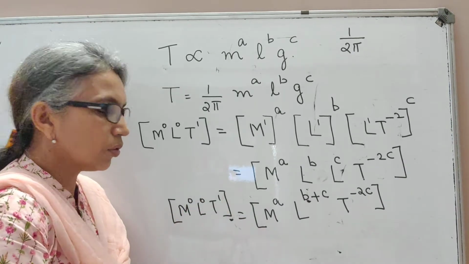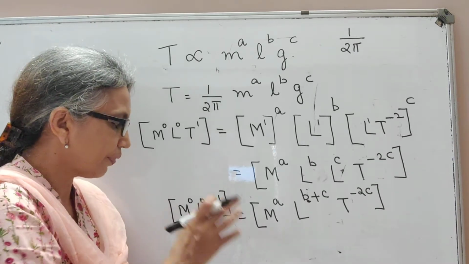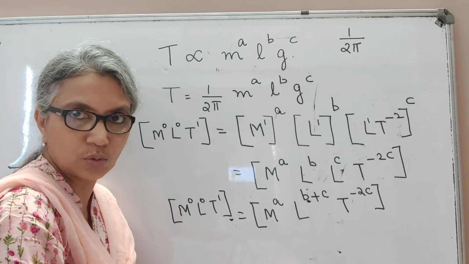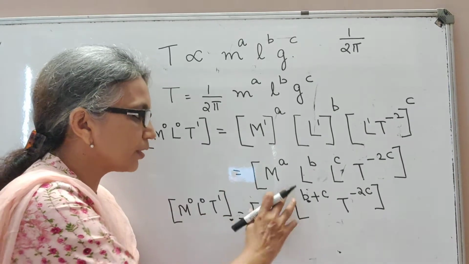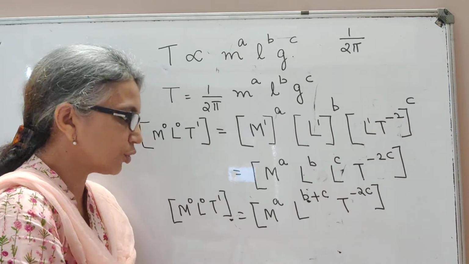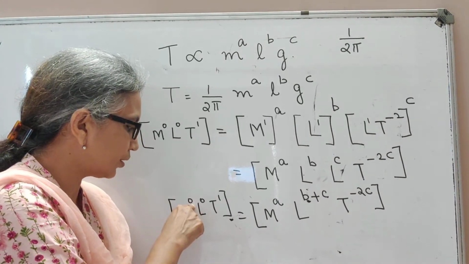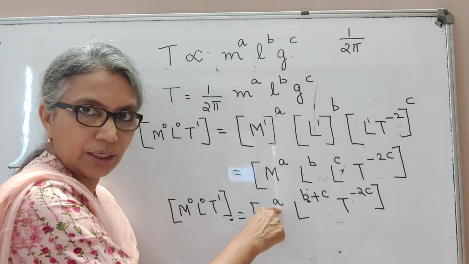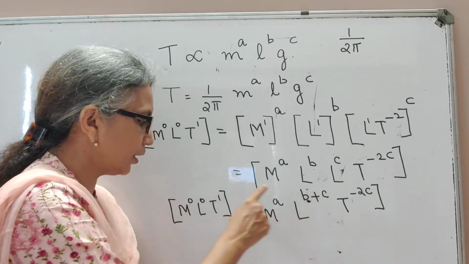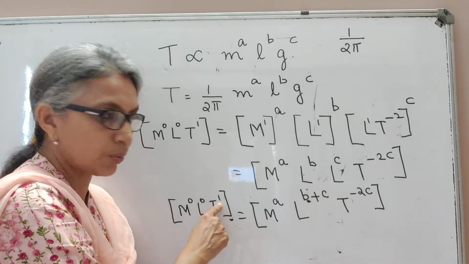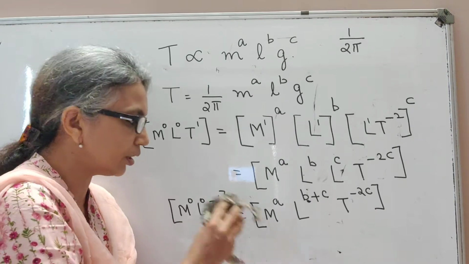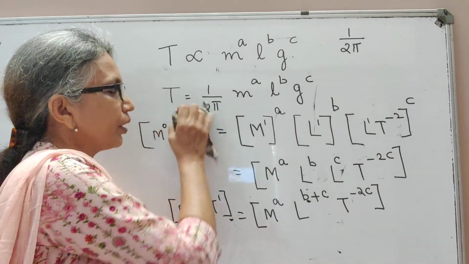So principle of homogeneity says the dimensions, dimension means the powers to which we have raised these base quantities, must be the same. Then only you have this equation as a correct equation. Which means that the dimension of mass, 0 here, must be equal to A. The dimension of length, 0 here, must be equal to B plus C. And the dimension of time, 1 here, must be equal to minus 2C. Only then, by principle of homogeneity, this equation will be correct.